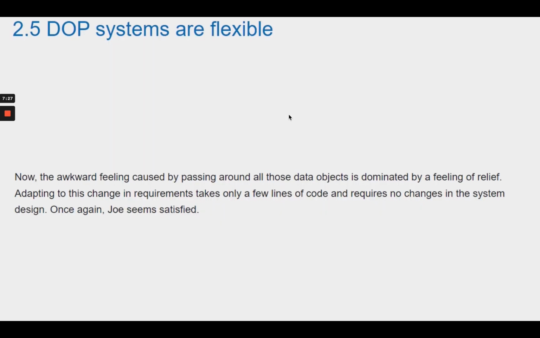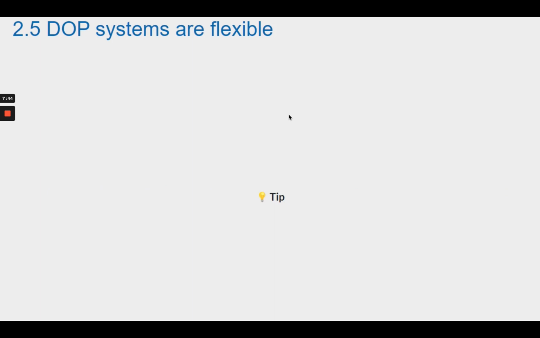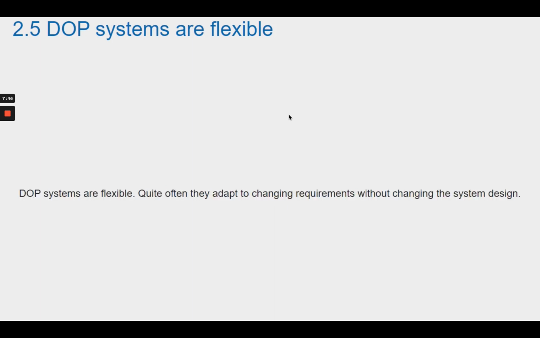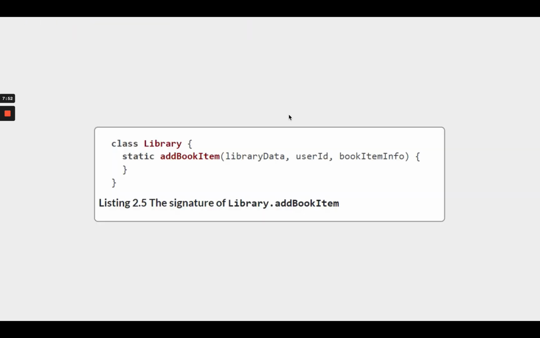Here's how Theo adapts his code for super members. Now, the awkward feeling caused by passing around all those data objects is dominated by a feeling of relief. Adapting to this change in requirements takes only a few lines of code and requires no changes in the system design. Once again, Joe seems satisfied. Tip: DOP systems are flexible. Quite often, they adapt to changing requirements without changing the system design.